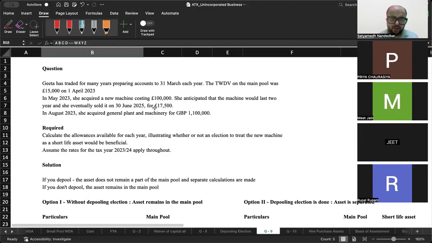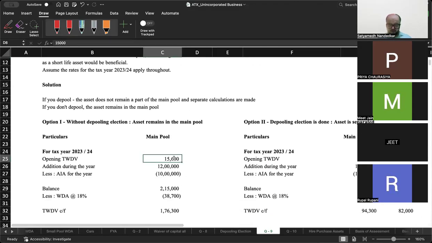15,000. In May 23, she acquired a new machine for 1 lakh. She anticipated that the machine would last for 2 years. तो यहाँ पे डीपूलिंग इलेक्शन हो सकता है. In August 2023, she acquired new general plant and machinery for 11 lakh. ठीक है. So ये 1 lakh हो गया, ये 11 lakh हो गया. All of it is eligible for AIA. 15,000 plus 12 lakh addition during the year minus 10 lakh.